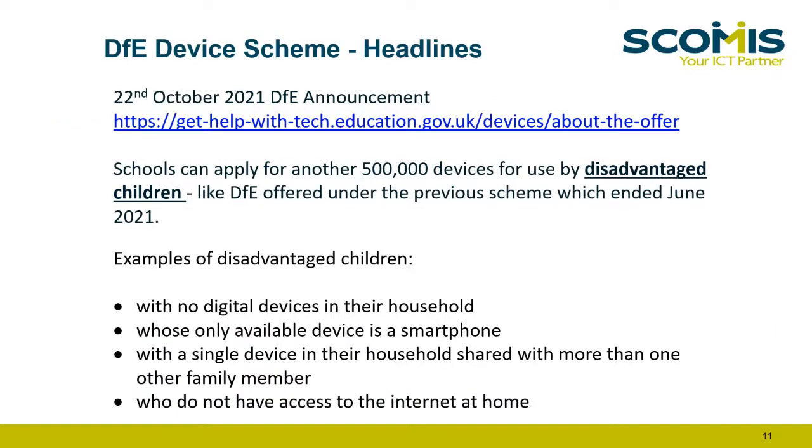After the recent spending review last month, the DfE have made another 500,000 devices available to education establishments for use by disadvantaged children. Basically, it's another tranche of the previous DfE device scheme which ran until June 2021. More information can be found on the Get Help with Tech UK Gov website.